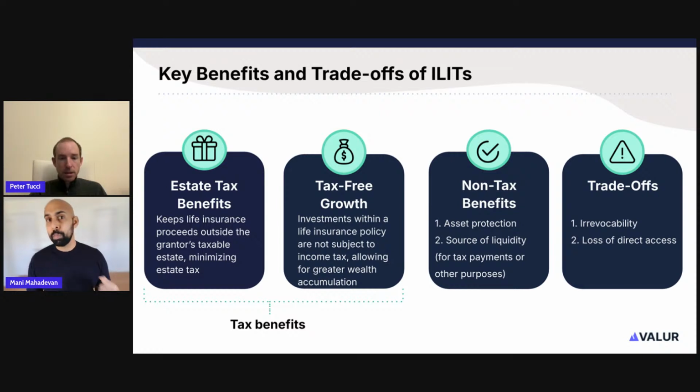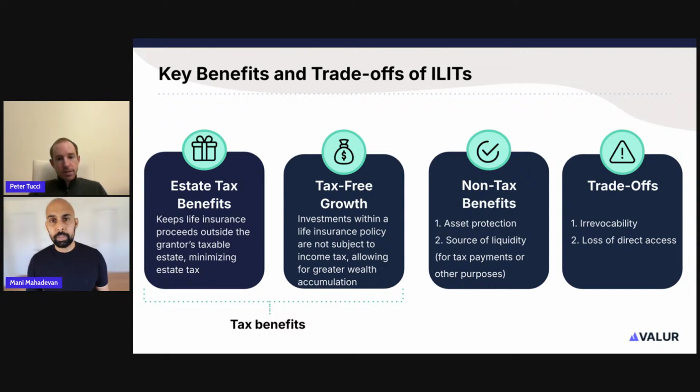And so the value of moving some of that value outside of your name, one, outside of your estate, and outside also to a different entity, so that if you get sued or have creditors, you're able to protect those assets for your kids and future generations. And that's a big part of why people use ILITs.